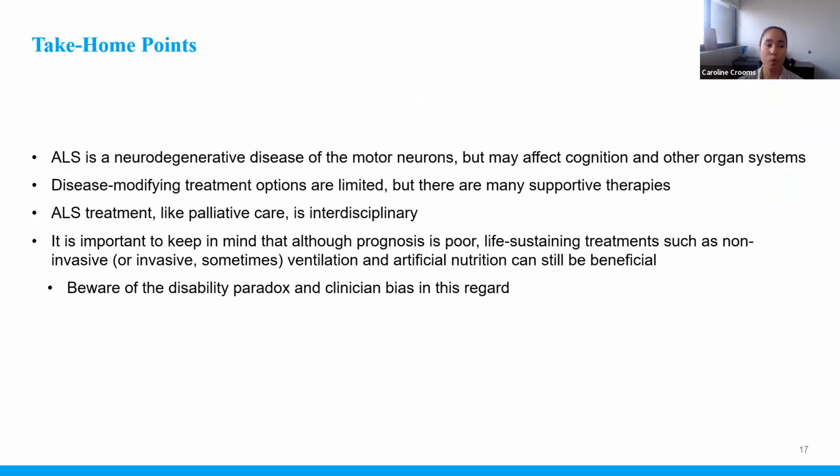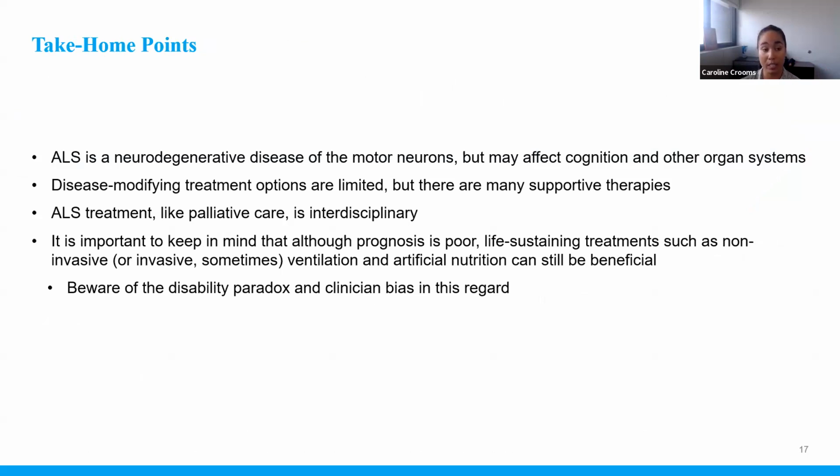So just some take-home points for this really serious illness. ALS is a neurodegenerative disease of the motor neurons, but it can affect cognition and other organ systems, causing uncomfortable symptoms and poor quality of life for patients and also for their caregivers. Disease-modifying treatment options are limited, but there are many, many supportive therapies that are best delivered, like palliative care, by an interdisciplinary team.